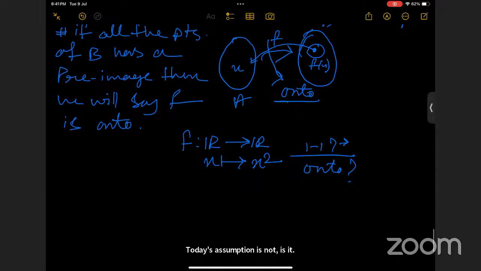Is the function onto? We are taking R. No, ma'am. It is not onto, because 3, 5, these are not in the range. Not onto as well.